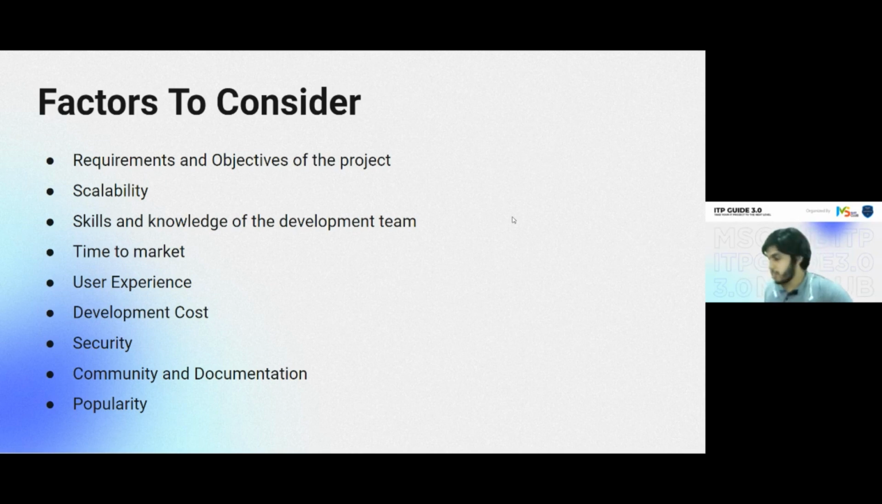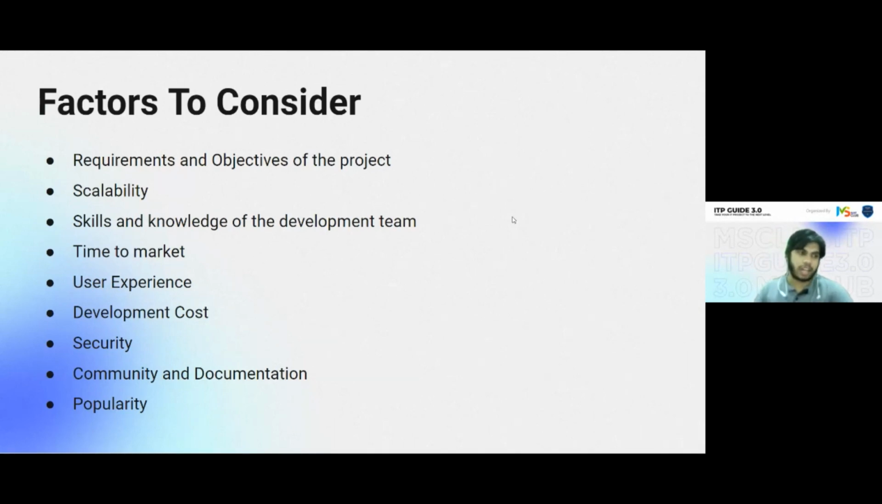And then documentation. What I mean by documentation is how well that technology, framework, or library is documented in the website or in the documentation. If the web framework or library is quite well documented, it would be much easier for you to understand and learn that particular technology. And if you come across any problems, once again, it will be much easier for you to solve them.